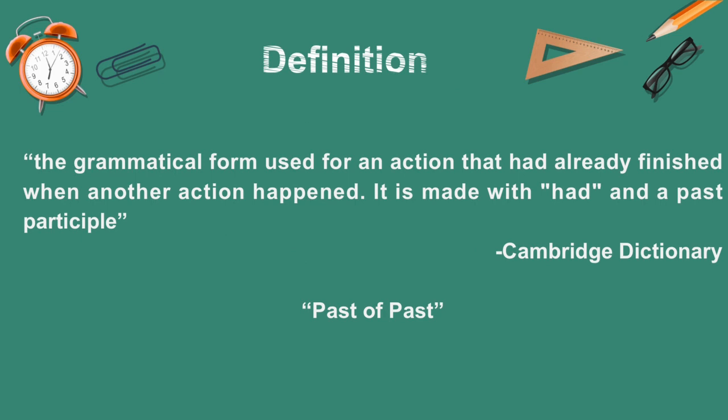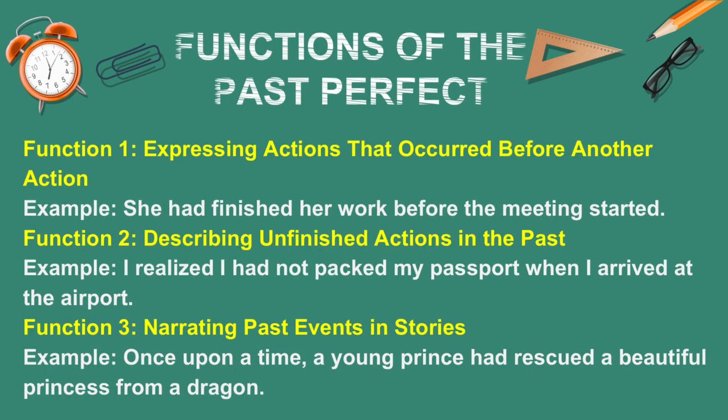According to the Cambridge Dictionary, the past perfect is defined as the grammatical form used for an action that had already finished when another action happened. It is made with had and a past participle. You can call it the past of past, indicating actions in the past that were already completed before other actions took place. Now let's examine the functions of the past perfect.